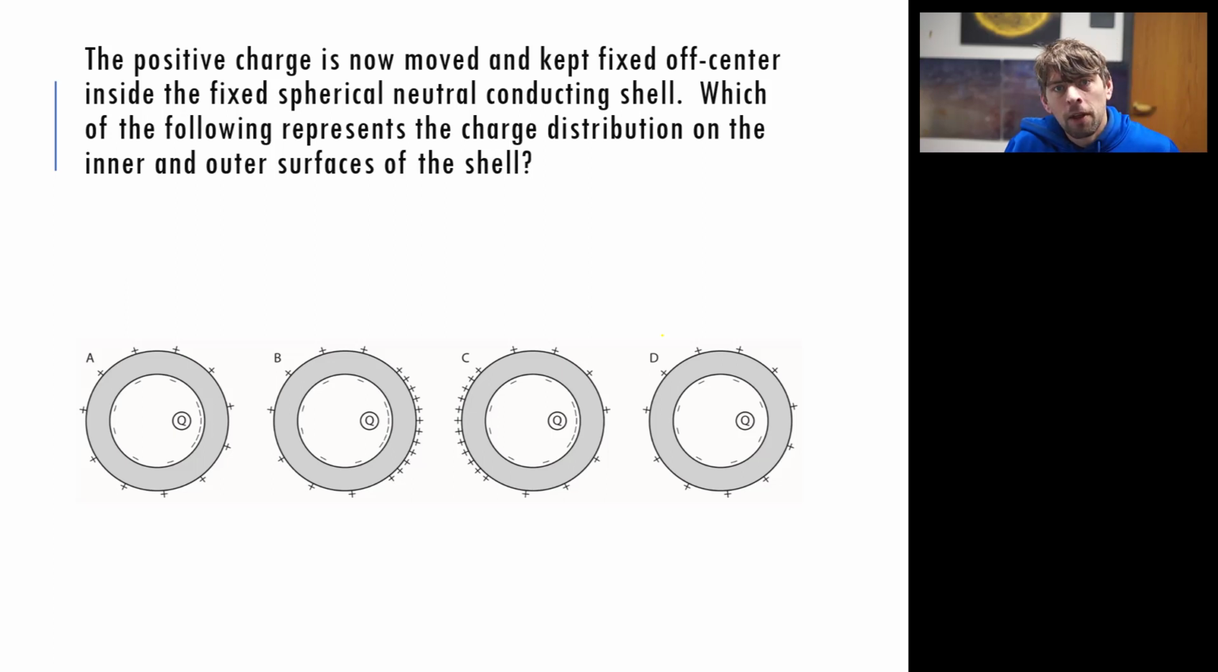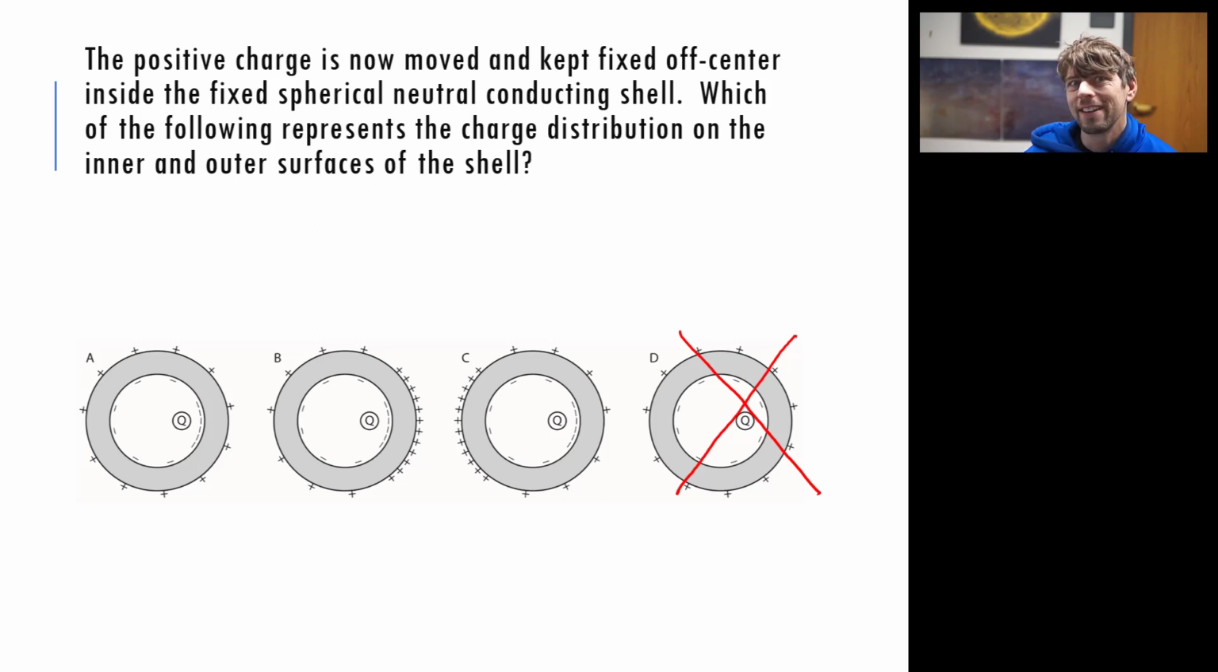Good? Yeah. And again, because I've offset the charge, now the distribution of charges on that inner wall should not be symmetric, right? I broke the symmetry by moving that interior charge. And so now we can throw out option D. Now we'll have to figure out which option, A, B, or C.